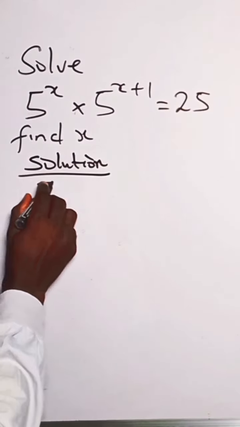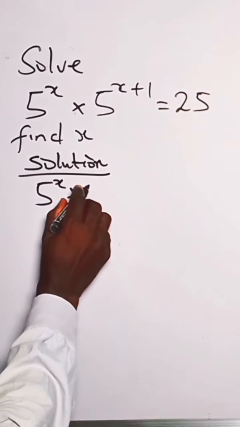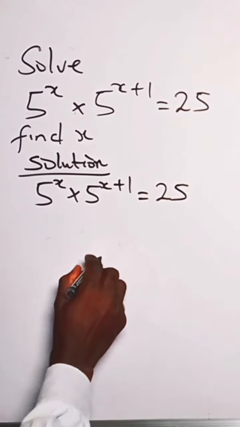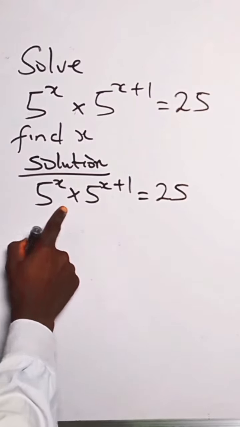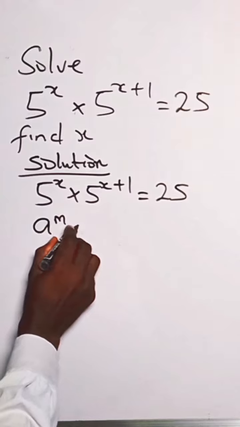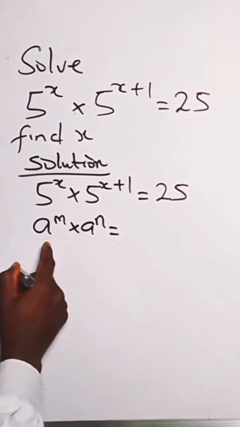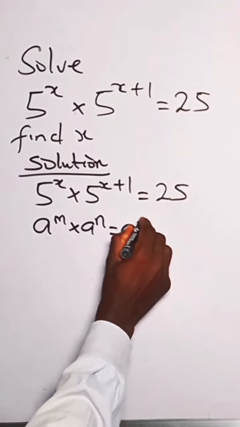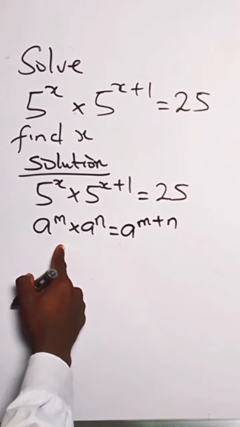So for 5 raised to power x times 5 raised to power x plus 1 equals 25. We have the same base, and we are multiplying the same base. So one of the laws of indices, multiplying the same base, is that we pick out one base and add up the exponents, so we have n plus n. So let us apply it here.